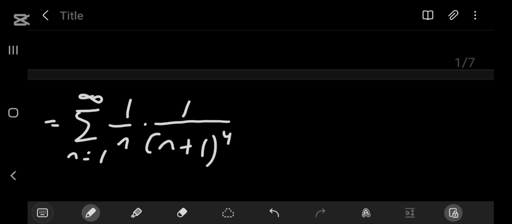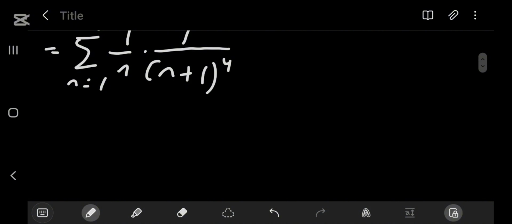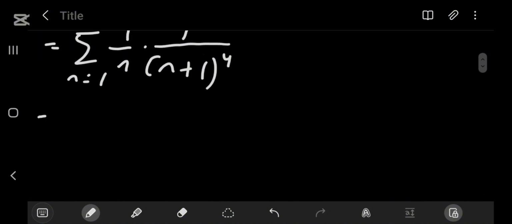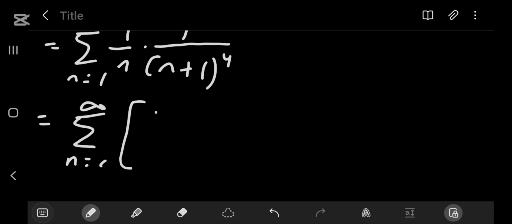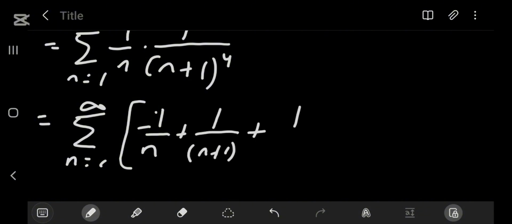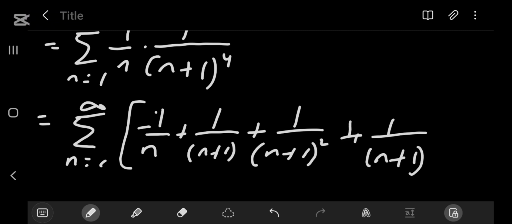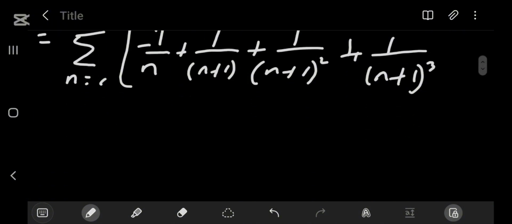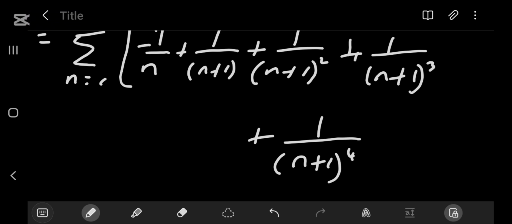Well, if we do some little partial fractions here, we get the sum from n equals 1 to infinity. Let's put a bracket here. We get minus 1 over n plus 1 over n plus 1, plus 1 over n plus 1 squared, plus 1 over n plus 1 cubed, plus 1 over n plus 1 to the power 4.